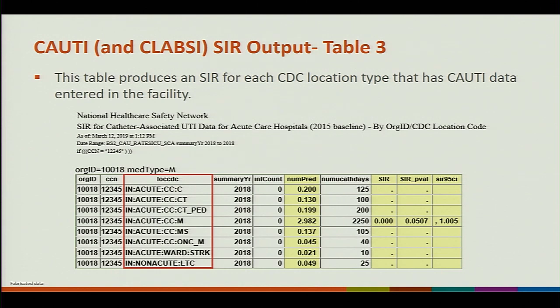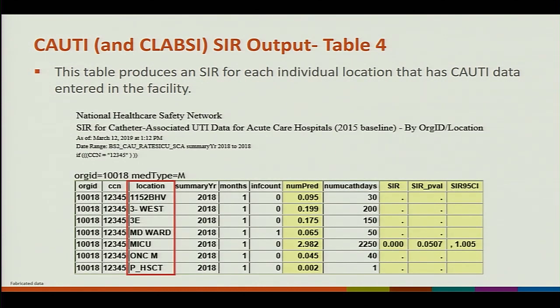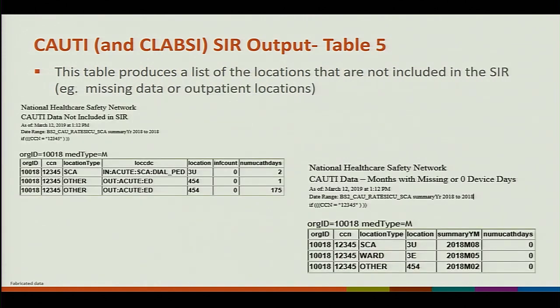Now this table produces an SIR for each CDC location that has reported county data. CDC locations are standardized location definitions as identified by NHSN. And lastly, this table produces an SIR for each individual location. So this is how you have entered this location with your specific identifier. And lastly, the 1 to 2 potential tables that could be produced list the locations that are not included in the SIR. And this could be due to missing data, or they may be outpatient locations.